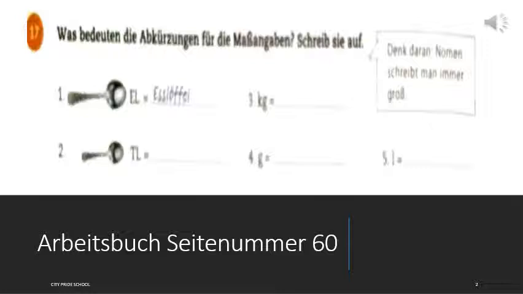So the first one is already given. EL is the short form of Esslöffel, that is tablespoon. TL is Teelöffel. T-double-E and Löffel, spelling is as it is, teaspoon. Number 3, kg, you already know it is kilogram. Instead of double M, only a single M is there, and write K capital. G is for gram, G-R-A-M. And Pfund, and L is for liter. This is L and it is for liter. So these are the short forms of measurements.